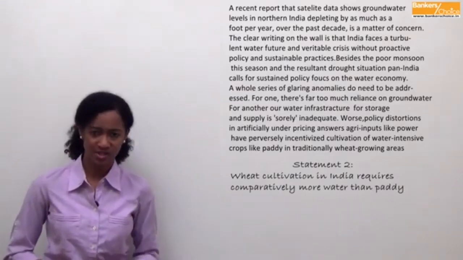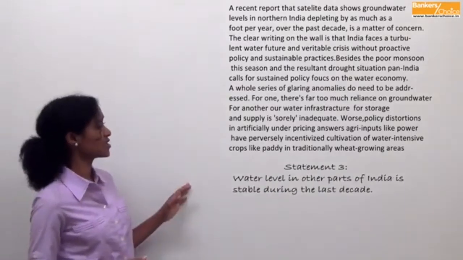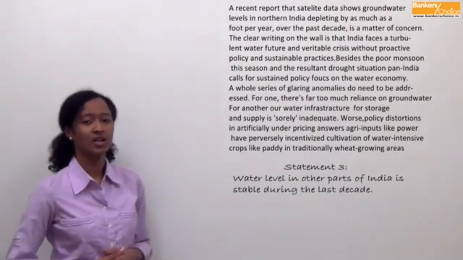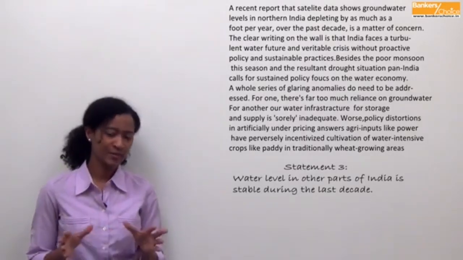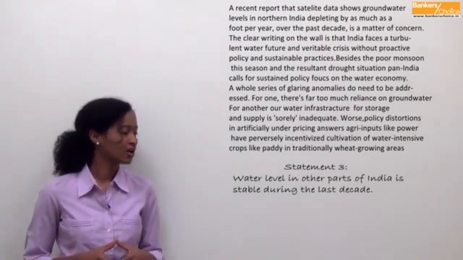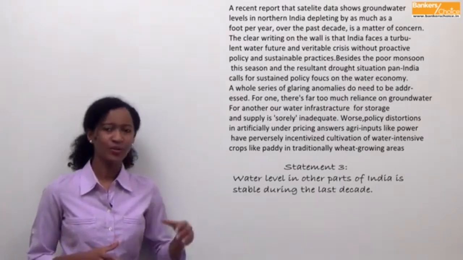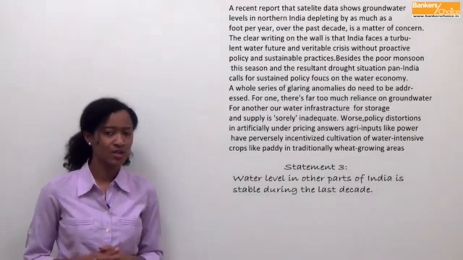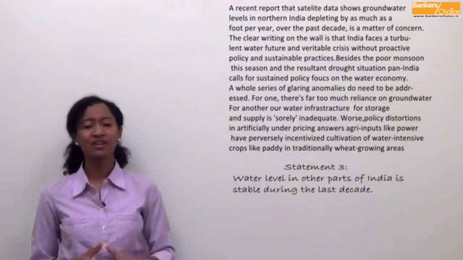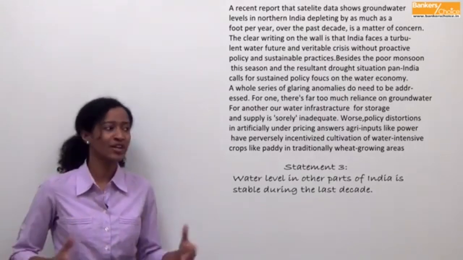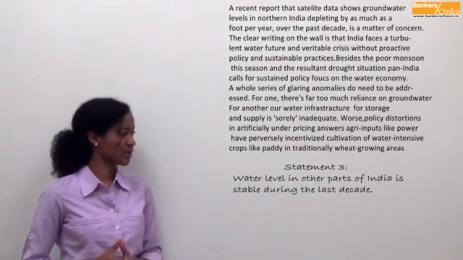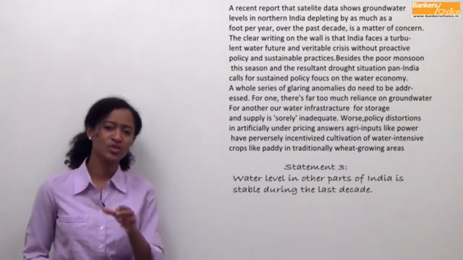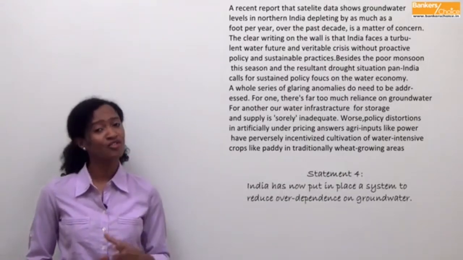Let's move to statement 3. Statement 3 says, water level in other parts of India is stable during the last decade. Now we know that in the northern part there has been some problem. They haven't done anything. It's depleting a foot every year, right? But we do not have enough information in the passage telling us what is happening in other parts of India. So this will definitely have to fall under option 3 where I'm saying there is inadequate data. There is not enough information supporting this statement. So statement 3, water level in other parts of India is stable. Sorry, we do not have enough information, so it will come under option 3. Let's look at our fourth statement.